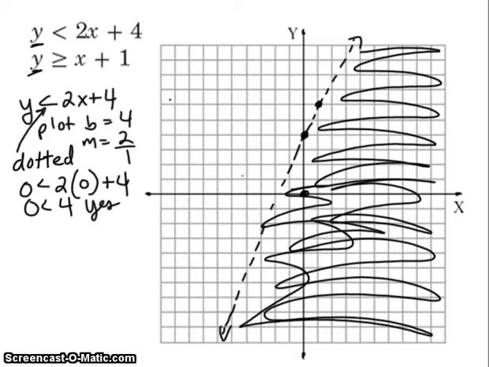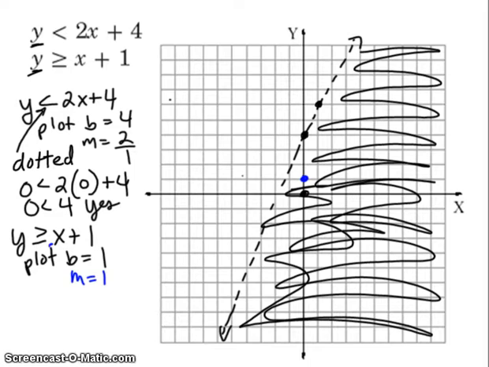Second one. y is greater than or equal to x plus 1. Let's plot b. b is 1. I'm going to do this one in blue. And again, get colored pencils from me if you need them. Our slope here is 1, or 1 over 1, so we're going to go up 1 over 1.